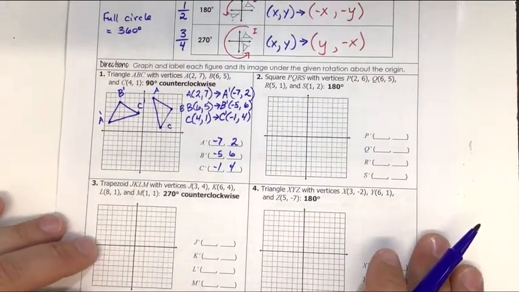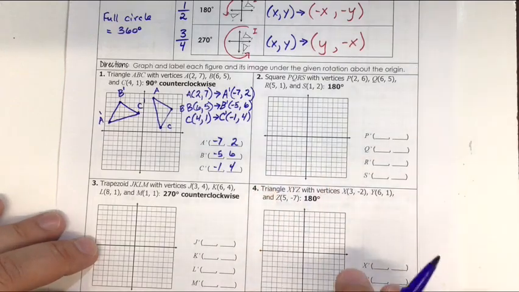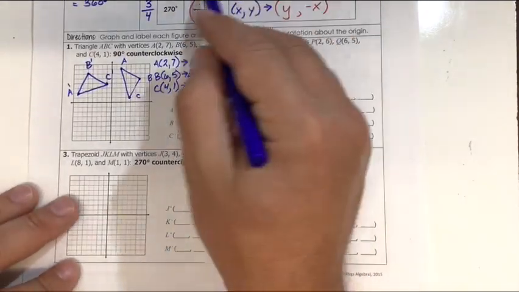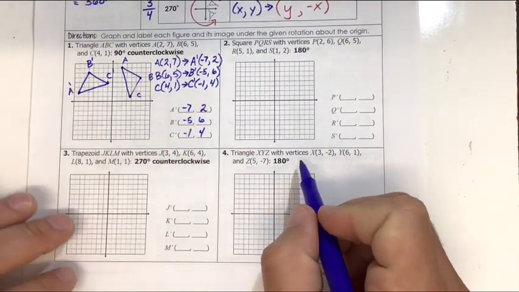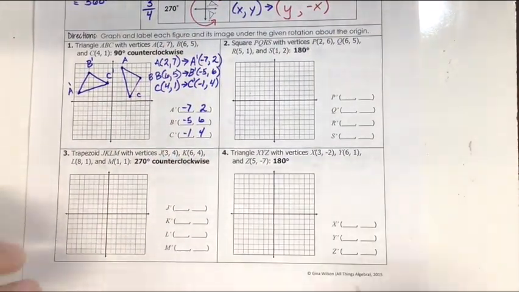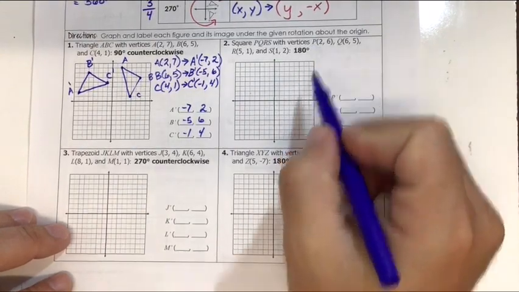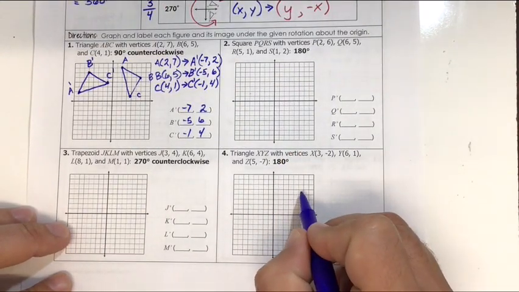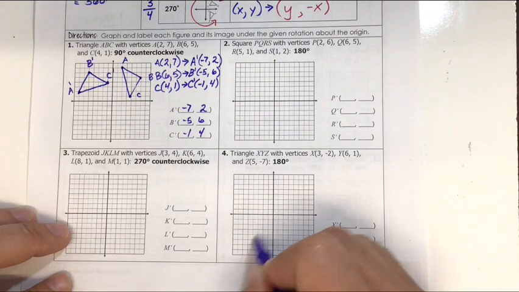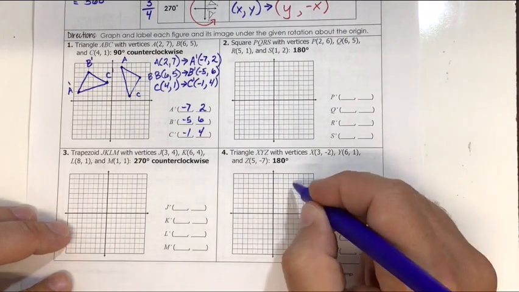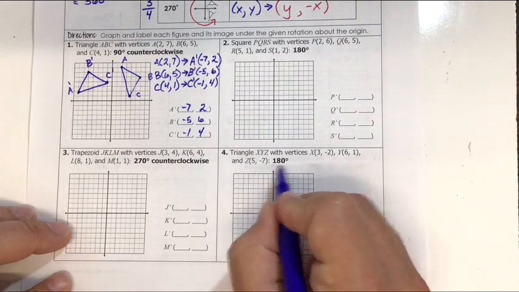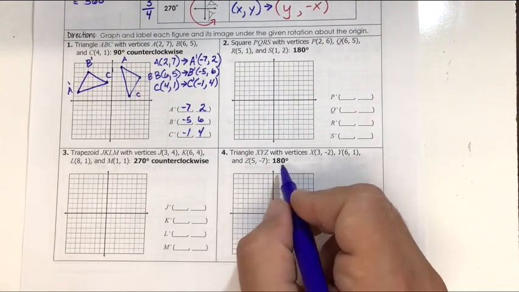So we're going to try and do a 180-degree rotation. We're actually going to do number 4. We're going to follow our rule for a 180-degree rotation. Notice it does not say counterclockwise or clockwise. And that's because when I do a 180-degree rotation, if I start here and I go 180 degrees this direction, I end up in quadrant 3. But if I go the other direction, I still end up in quadrant 3. So it doesn't matter for 180 degrees whether it's clockwise or counterclockwise.